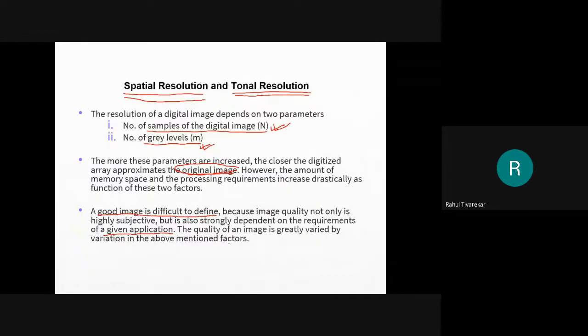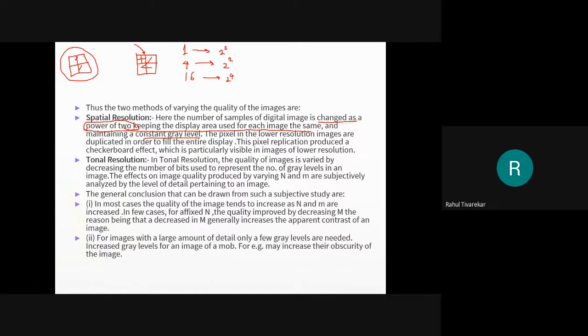And that's why I said that the checkerboard effect is more visible in the images of low resolution. So if you have a low resolution image, that means you will have a bigger pixel size. And if you have a bigger pixel size, then from one big pixel to another big pixel, the color variation is easily noticeable, and that's why you can easily observe this kind of checkerboard effect.